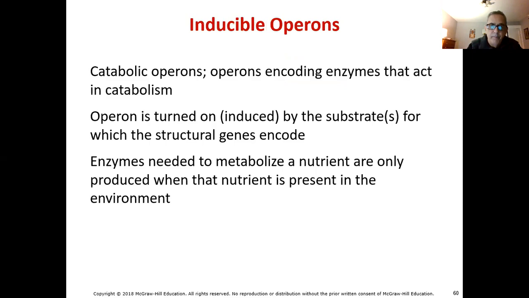So catabolic operons, remember catabolism is the breakdown of a molecule, encode genes that act on catabolism. The operon is either turned on, induced by the substrate for which the structural genes encode. Enzymes needed to metabolize a nutrient are only produced when the nutrient is present in the environment. So the gene's not turned on until it needs to metabolize that nutrient.